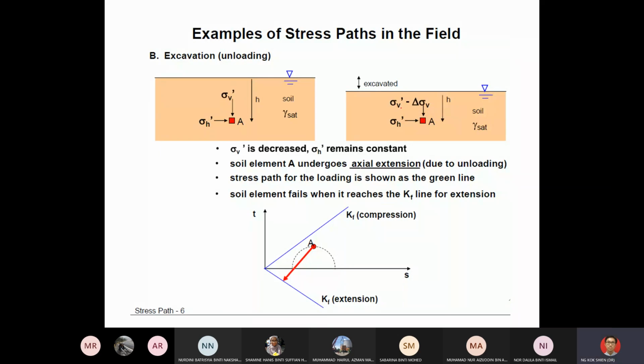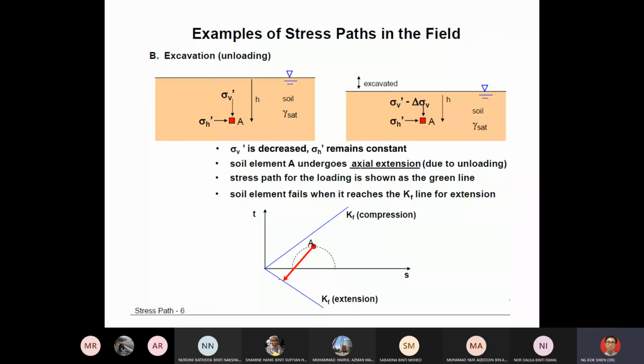Okay. Yang ni bahagian bawah saja, bahagian bawah excavation. So it may look like this. Okay. So this is for the drained loading. I remember drained loading. However, it's very difficult to fail the soil in this case.